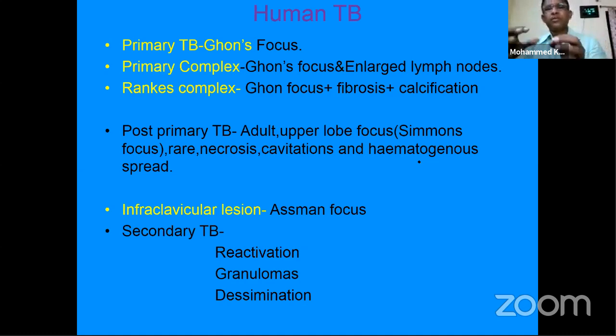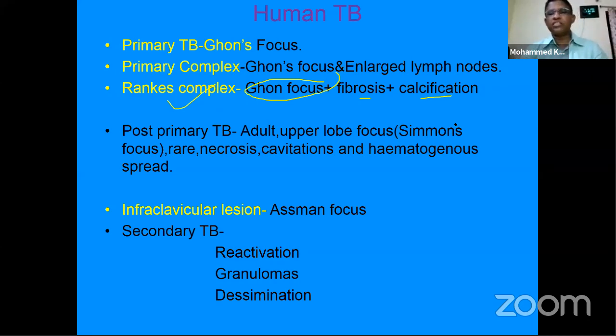If you have the surrounding lymph nodes enlarged along with the inflammation of the trachea or the bronchi, then it's a primary complex. Then if you have fibrosis along with calcification mixed with the primary complex, then it is called Ranke's complex. See, all these PowerPoints or slides have been prepared keeping in mind everything from second MBBS till your All India NEET, your USMLE Step 1 and Step 2.